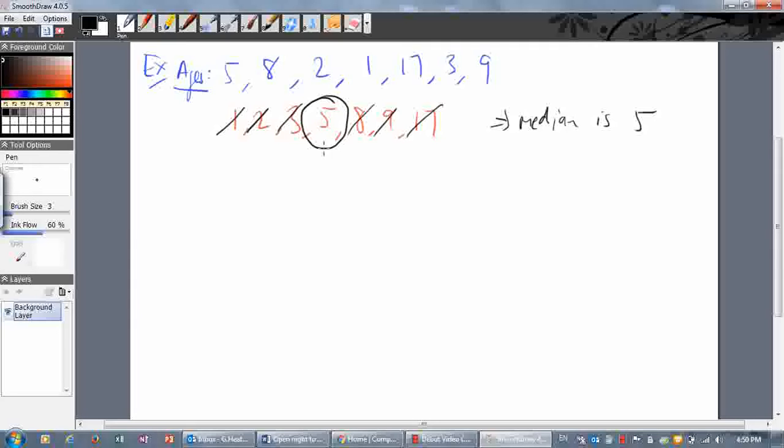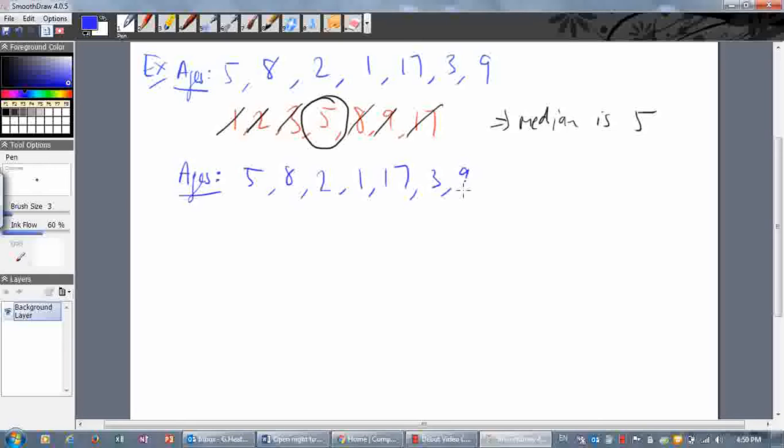Now, this is lovely if you've got an odd number of data points as we had here, because it's nice and good. But let's say our ages were the same as above, let's just do another example. Let's just do the same, but let's throw a spanner in the works.